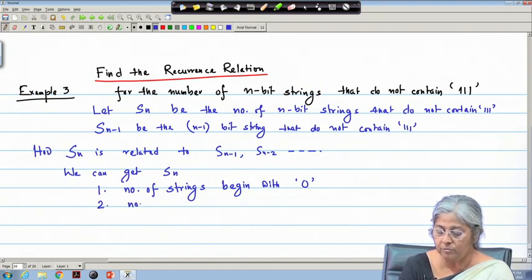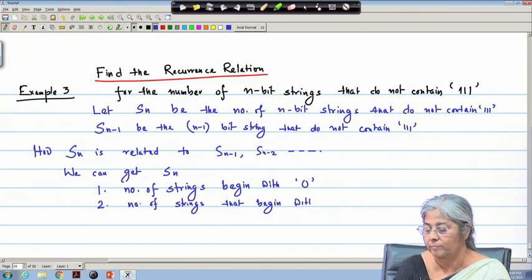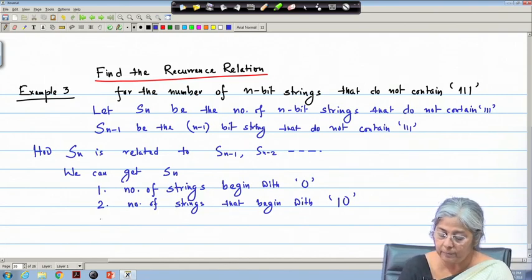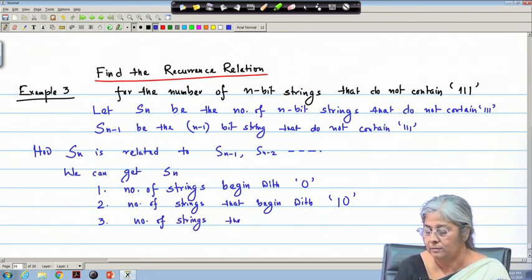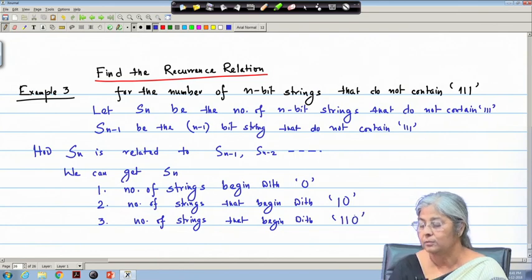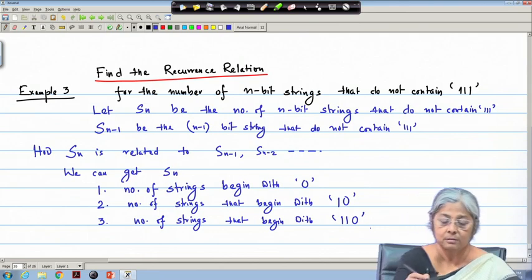Then the number of strings that begin with 10, then also it is violated. Number 3 is the number of strings that begin with 110, since 111 it does not consider.